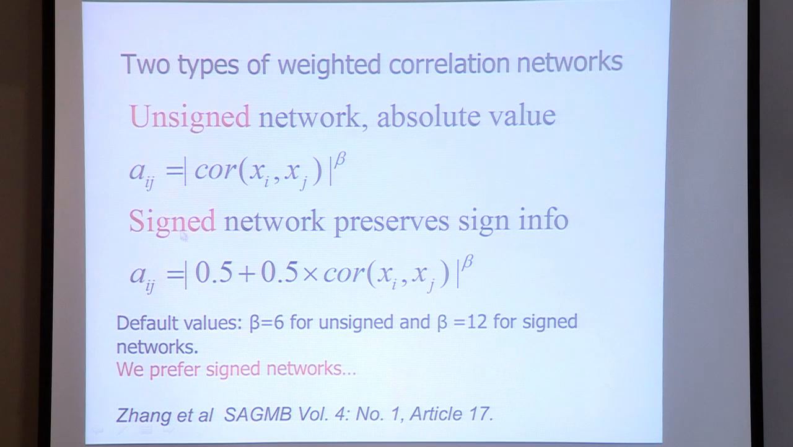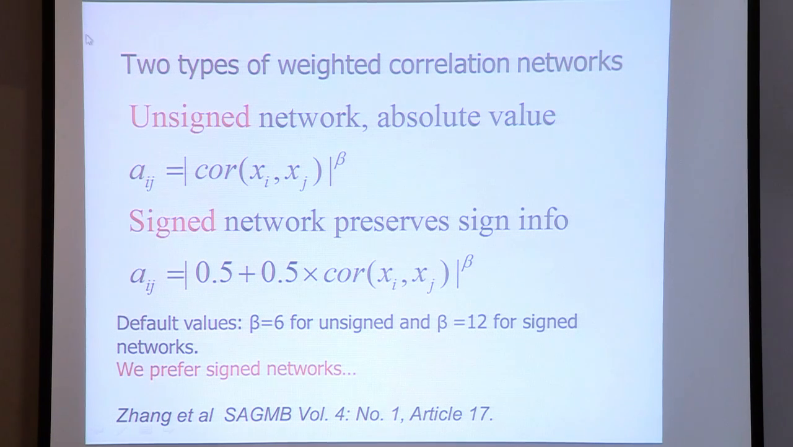Now, in a signed network, we use a slightly more complicated transformation of the correlation coefficient. And the purpose here is to transform the correlation coefficient so that it lies between 0 and 1. Now, in general, I should have mentioned it, if you have a number that lies between 0 and 1 and you raise it to a power, then the result still lies between 0 and 1. And so again, here we take a power beta, which serves as a threshold.